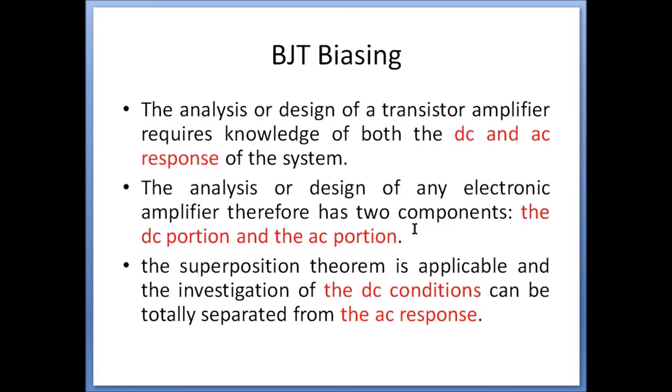Next is BJT biasing. The analysis or design of a transistor amplifier requires knowledge of both the DC and AC response of the system, because during the analysis of BJT biasing we supply two types of components, one DC component and one AC component. The analysis or design of any electronic amplifier therefore has two parts, the DC portion and the AC portion. The superposition theorem is applicable in such cases, so the DC conditions can be investigated separately from the AC response.